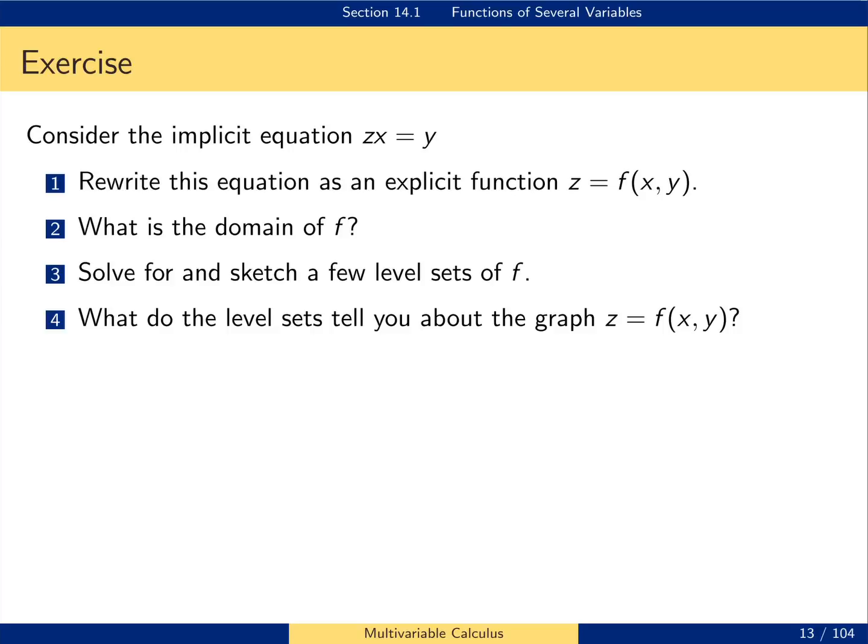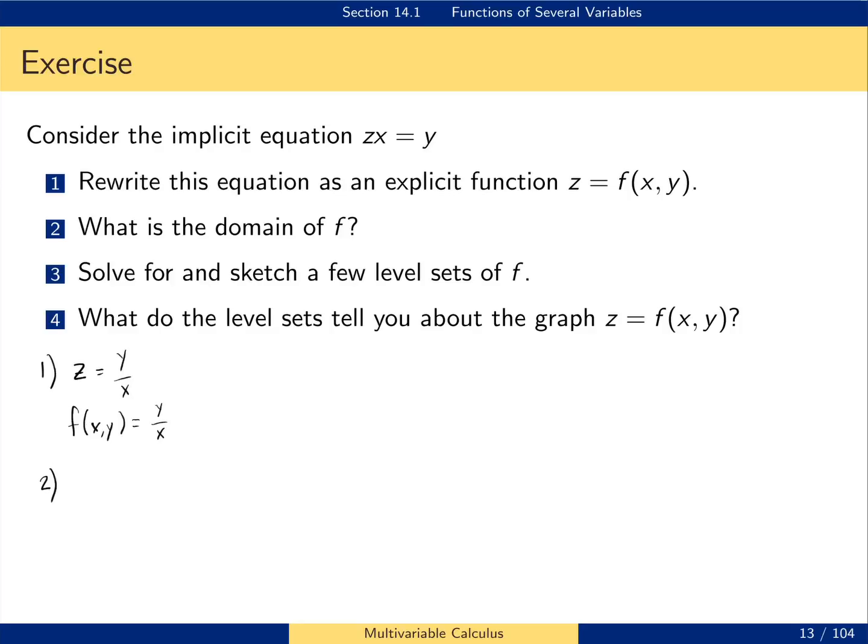Okay, here's my solution. The first thing we need to do is take this implicit equation and write it as an explicit function. This is obtained by dividing by x. We get z equals y over x. That's an explicit function. If we want to, we can write it in the form f of x, y equals y over x.